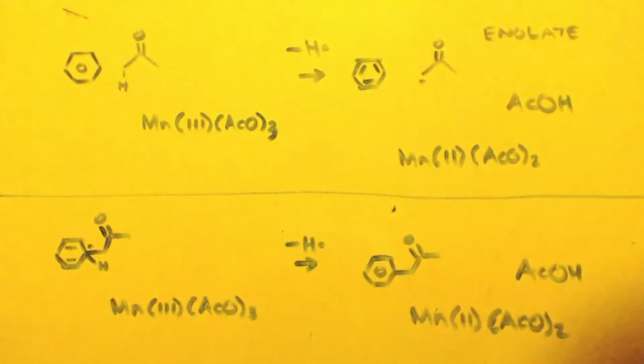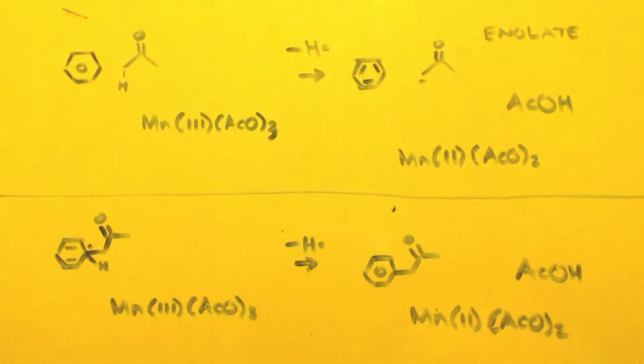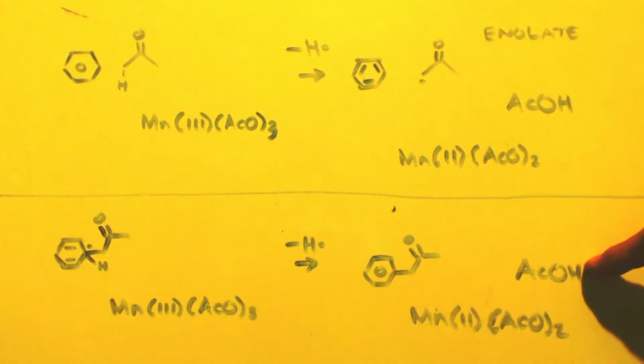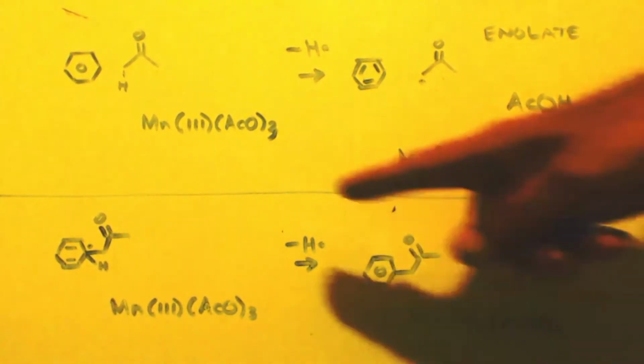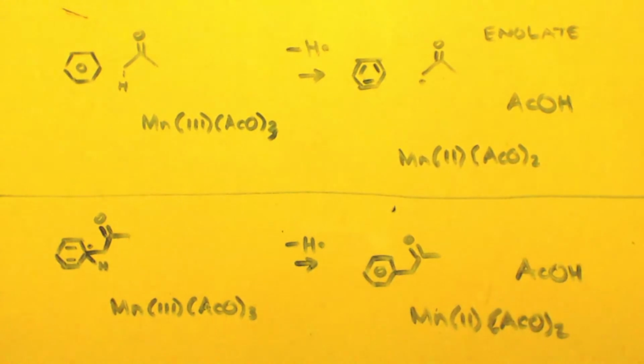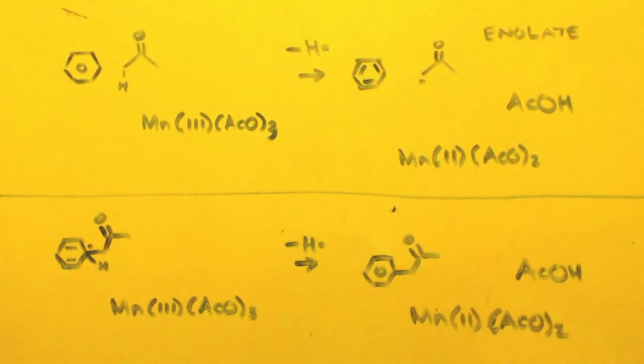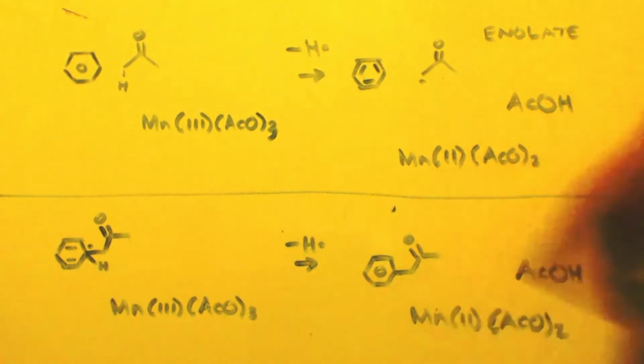Another manganese 3-acetate is going to come along. It's going to grab a hydrogen radical, a proton and an electron, and do the same thing. The proton goes to one of the acetates to make acetic acid, so now you only have 2 instead of 3, and the electron goes to the manganese and reduces it from 3 down to 2. And what are you left with? You're left with P2P.